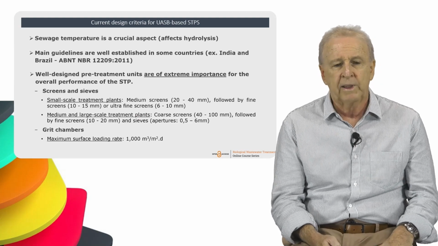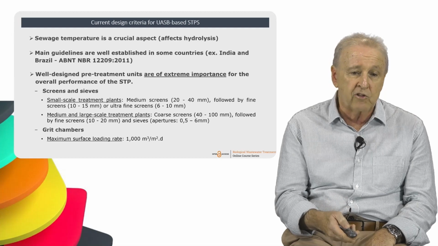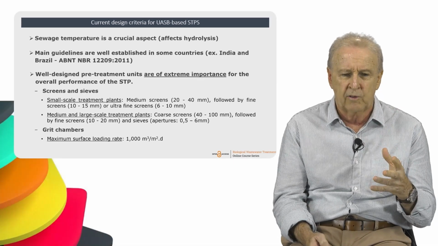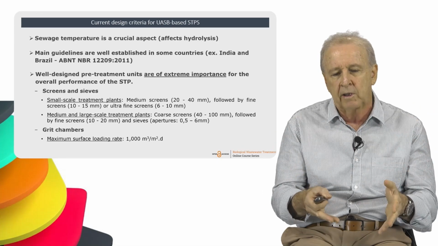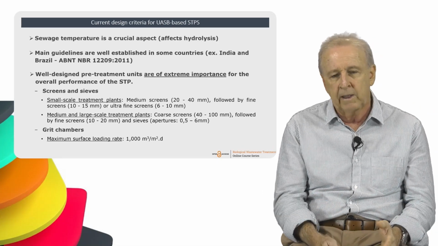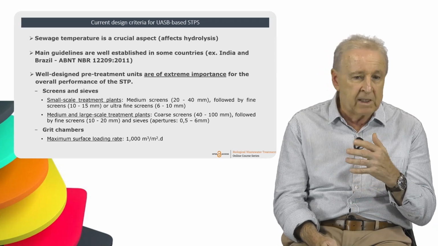And a final recommendation for the preliminary treatment is regarding the grit chamber. The avoidance of sand entering the reactor is very important. Otherwise, the sand, the solids, these mineral components that are present in the wastewater will deposit in the lower part, in the digestion compartment of the reactor, and this will create dead zones. This will avoid mixing.